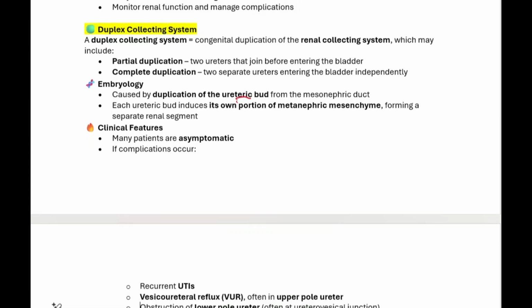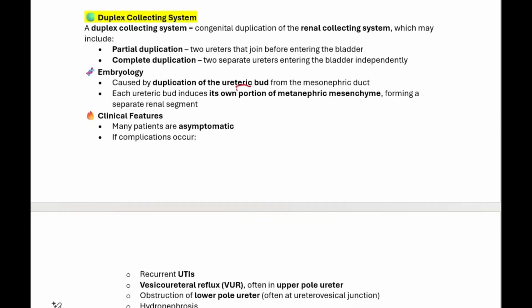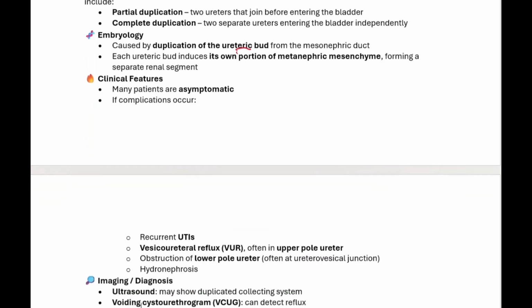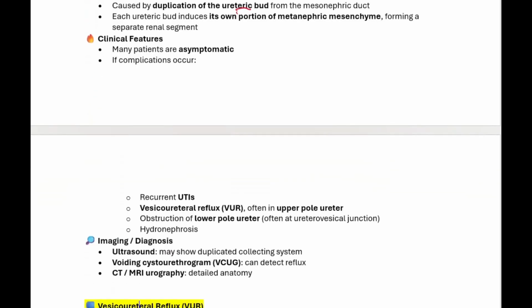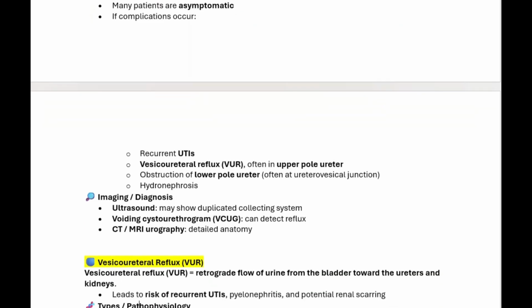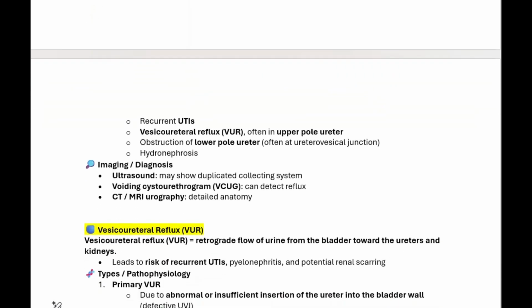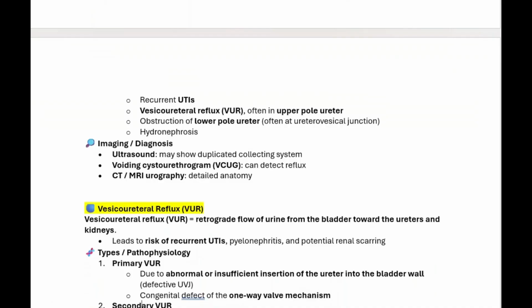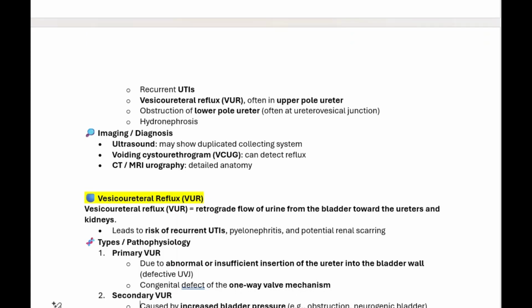And when you look at the clinical features, many patients are asymptomatic, and of course they could develop recurrent urinary tract infection. They are at high risk for vesicoureteral reflux, and obstruction of the lower pole ureter will also occur, and they could develop hydronephrosis. When we do our imaging, ultrasound is going to show a duplicated collecting system. And when you do your voiding cysto-ureterogram, you can detect reflux of urine in those patients.